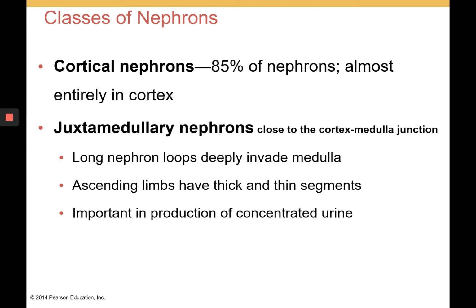Now we're going to look at the two classes of nephrons. There are cortical nephrons and juxtamedullary nephrons. 85% of nephrons are cortical nephrons, and they're almost entirely in the cortex. Just a little bit of their nephron loop dips into the medulla. Juxtamedullary nephrons are a lot closer to the cortex-medulla junction, and they have long nephron loops that really deeply invade the medulla. Their ascending limbs have thick and thin segments, and they're the most important in production of concentrated urine.